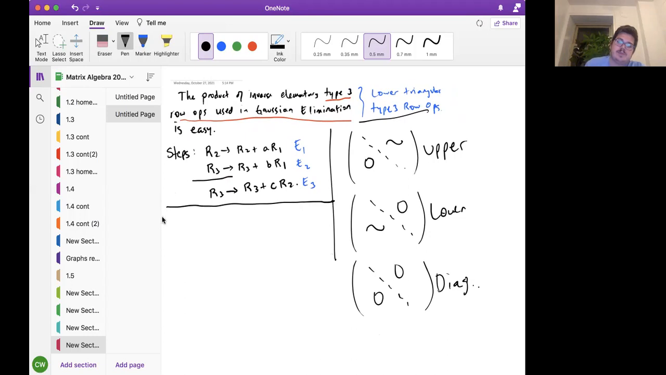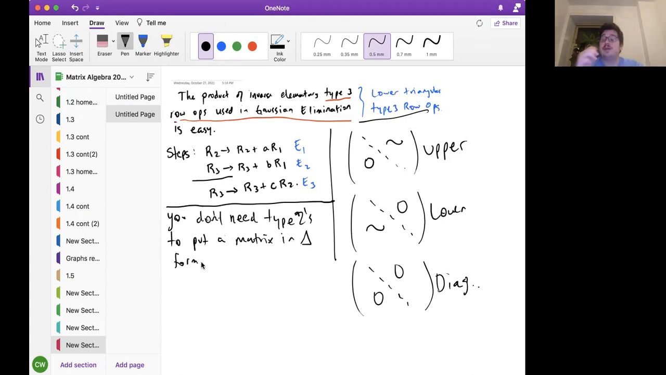Sure. So notice that you don't need type 2s to put a matrix in triangular form. Right, I mean, type 2s are kind of helpful in solving systems, but notice they're not really necessary, right? We have that kind of general form.